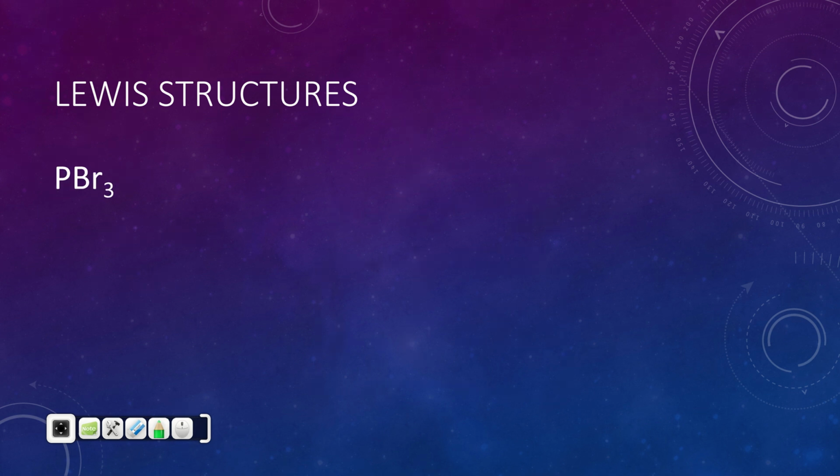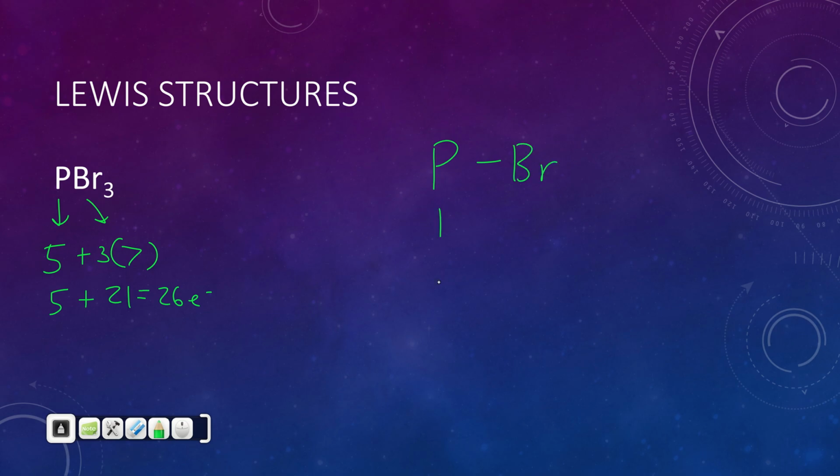Last one, PBr3. So P has 5, Br has 7 times 3. So 5 plus 21 is 26 electrons. This is going to be easy. I have P, and it's going to have 1 Br, 1 Br, and 1 Br. And guess what? Then there's just a bunch of dots.